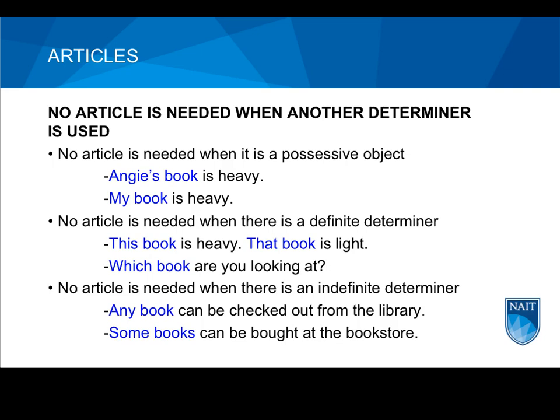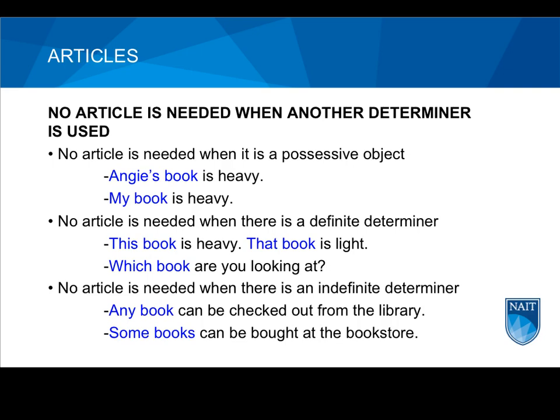Some of the determiners are this, that, those, which. If we use one of these words before a noun, we do not need a definite article, the, or an indefinite article, a or an. So for example, in the sentence, "This book is heavy," we don't need the. "That book is light." "Which book are you looking at?" In all of these sentences, we don't need an article before the noun.